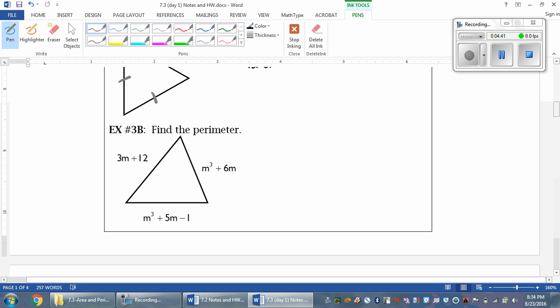Now I have all different sides. So the marking should be, this is 1, this is 2, this is 3. If they have different markings, that means they are different sides. What we're going to do is just add up all the sides. Now I like to add up all the like terms together. So if you notice, I have m cubed plus m cubed.